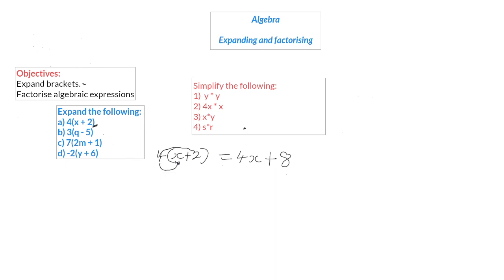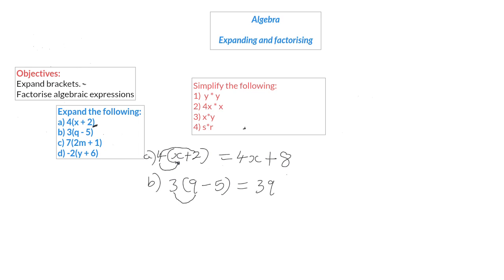Okay, so let's do the rest together. Now, the B part, we have 3 into the bracket of Q minus 5. What should we do in this case again? Yeah, I know you're saying it. So that should be 3 times Q, and that will give you 3Q.